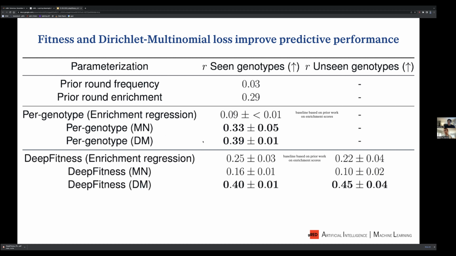And finally, on to deep fitness. So deep fitness, the multinomial performed surprisingly badly, maybe due to some overfitting. But the deep fitness with Dirichlet multinomial performed about as well as just having a per genotype model on the data on the genotypes that had been seen during training. But it also has this excellent advantage of being able to make predictions on unseen genotypes, and it generalizes very well to unseen genotypes.